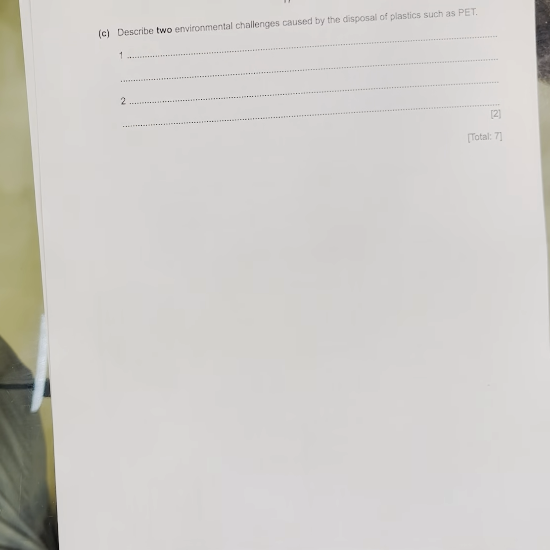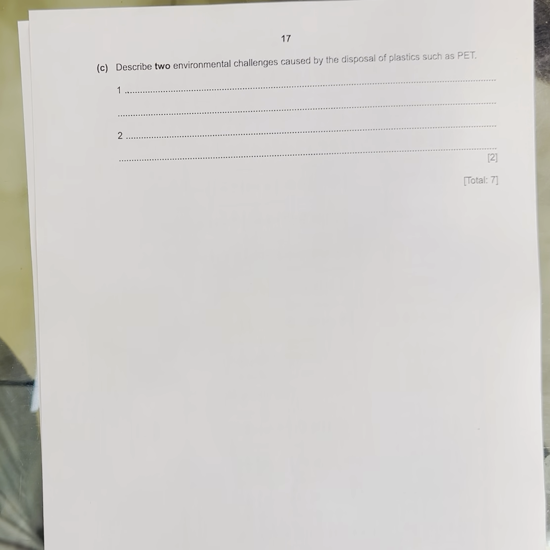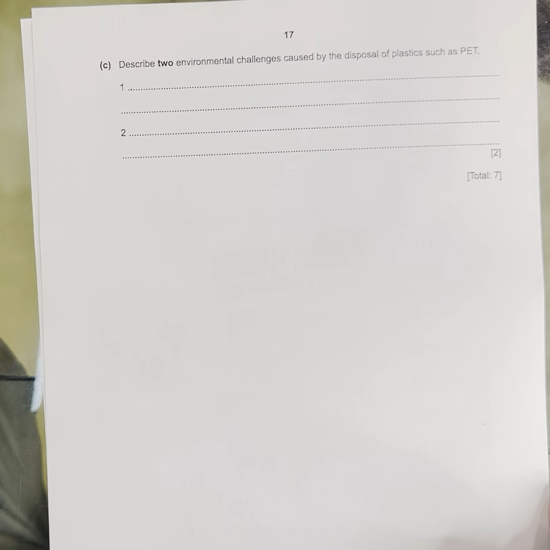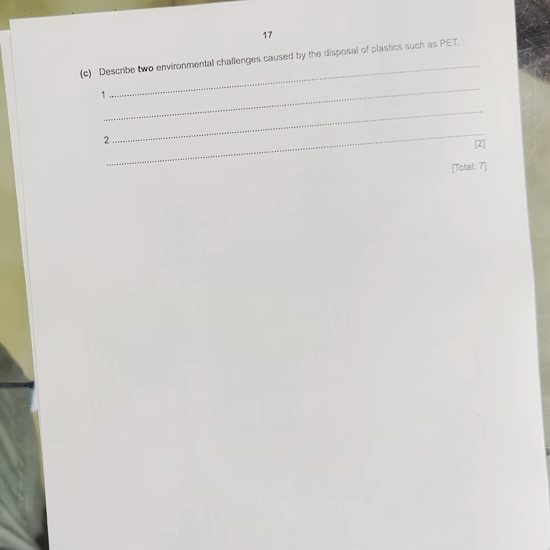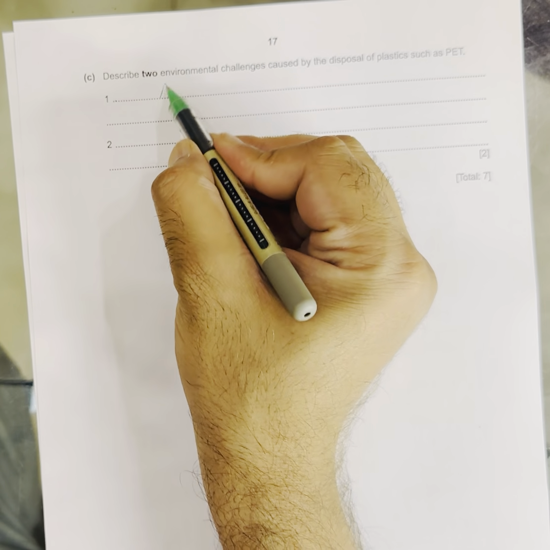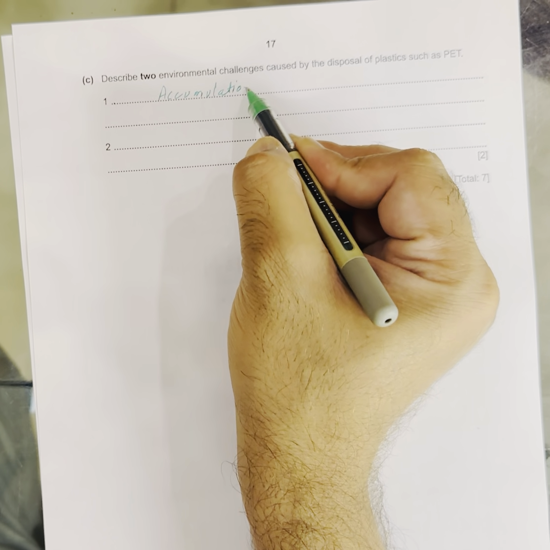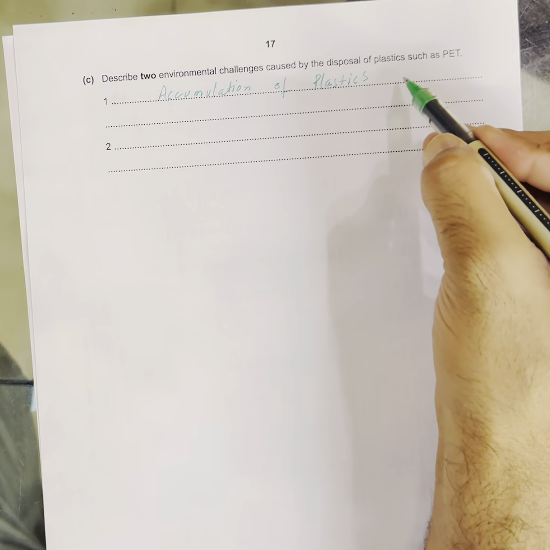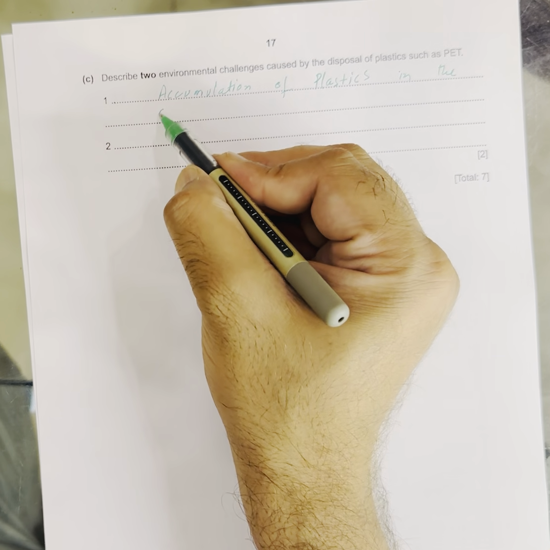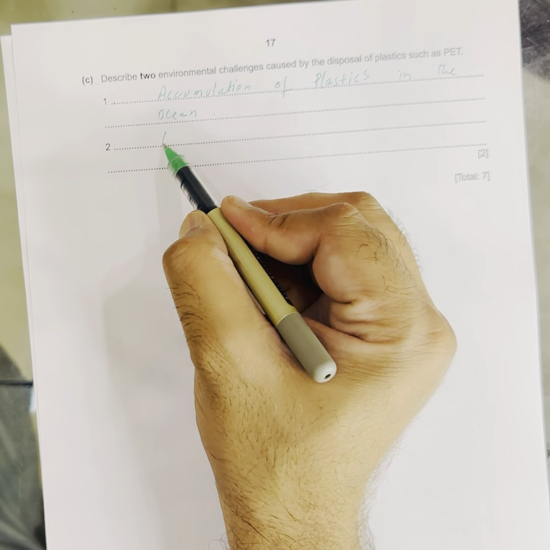Now the last part of question number 10 on our paper is describe 2 environmental changes that are caused by the disposal of plastics such as PET. You know that plastic decomposes very slowly, so we can say that accumulation of plastics in the ocean, and formation of toxic gas.